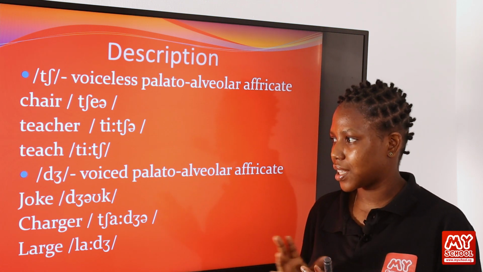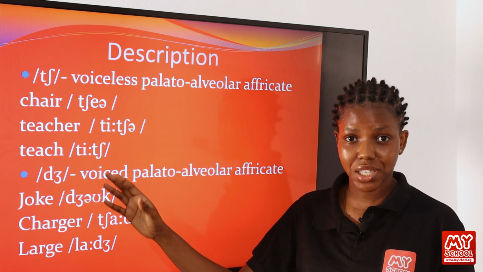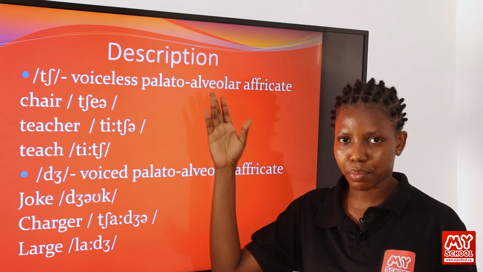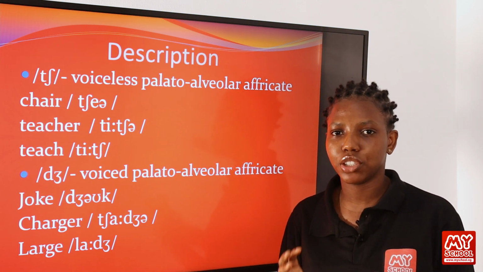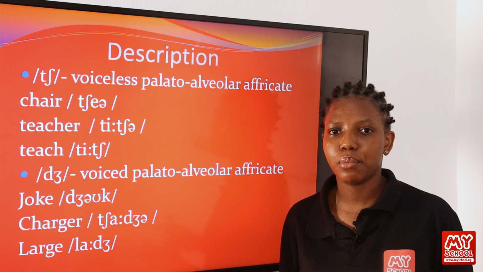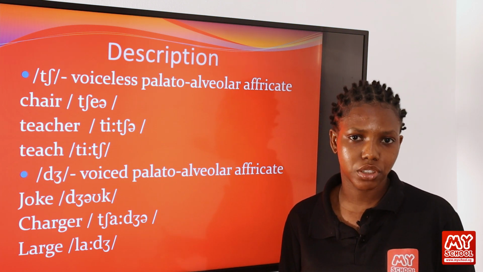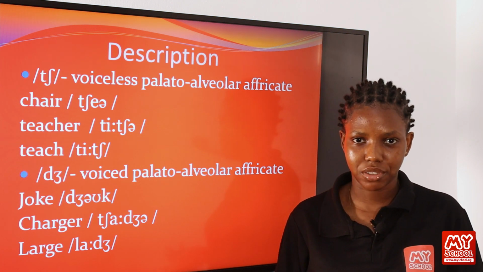Now you notice that the difference between these two sounds is the fact that one is voiced and the other is voiceless. It has the same place of articulation and the same manner of articulation. So this should guide you in the articulation of the sound and the difference between these two sounds, right? So let's take a look at more examples of words that have this sound, and then look at the letters of the English alphabet that can represent the sound. Let's head towards the board.